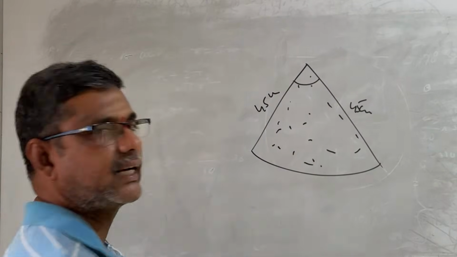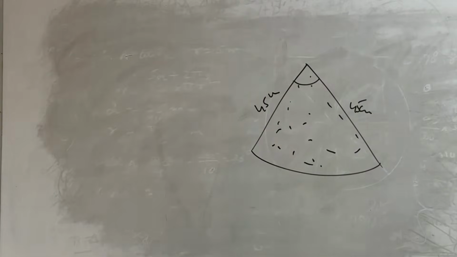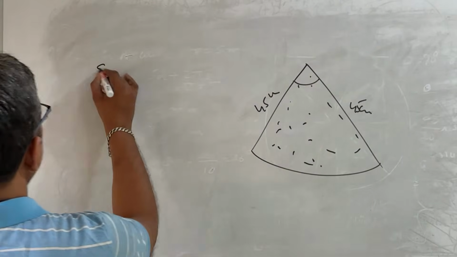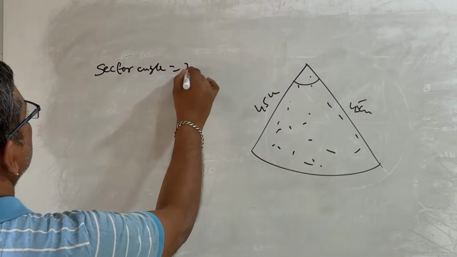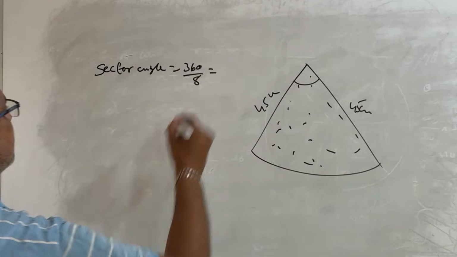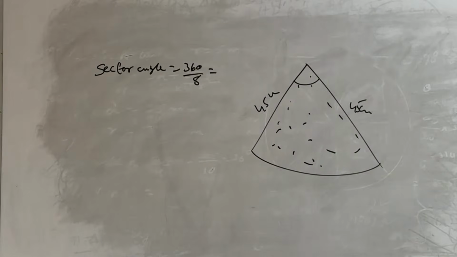We need to find out the sector angle first. Total how many sectors? It is having 8 ribs. That means 8 sectors. Then the sector angle will be 360 by 8. Find out the sector angle and find the sector area fast.